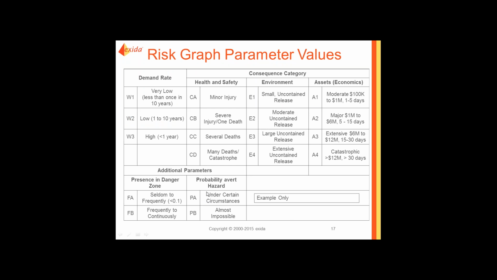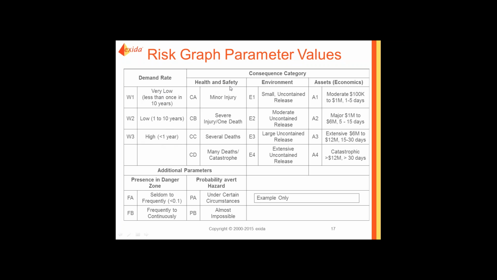From the risk graph point of view, if we look at the parameter values here, although we have qualitative, we actually managed to put some quantitative information in. So, for example, the demand rate, we're saying W1, it's very low, but we're saying that very low is less than once in 10 years. W2 is 1 to 10 years, and W3 is less than once per year.